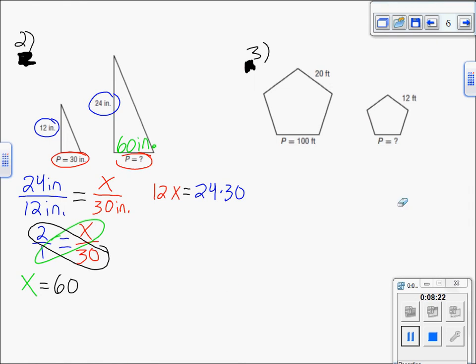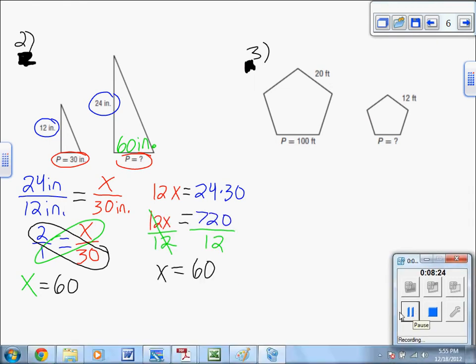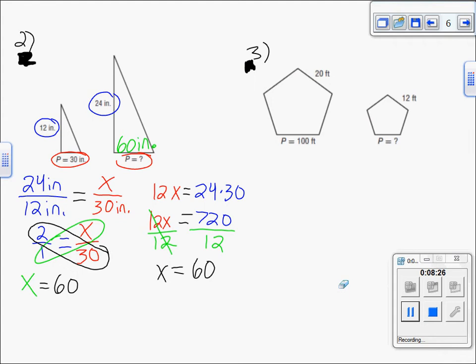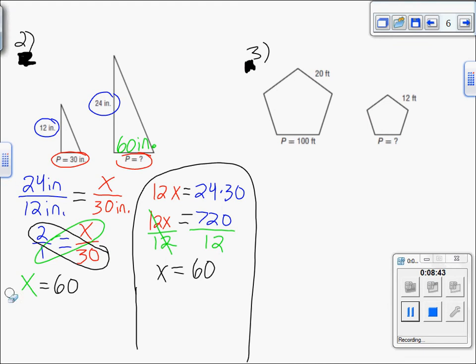What if you did not simplify? I won't spend too much time talking about it, but I'll at least show it to you. Even if you didn't want to simplify it, it's still going to work out the same way. You get 12x equals 720, divide both sides by 12, and you're still going to get x equals 60. So whether you simplify at this step or not really doesn't matter, so don't stress about that. This was just a what if you did not simplify. If you remember to always simplify, you save yourself some trouble.